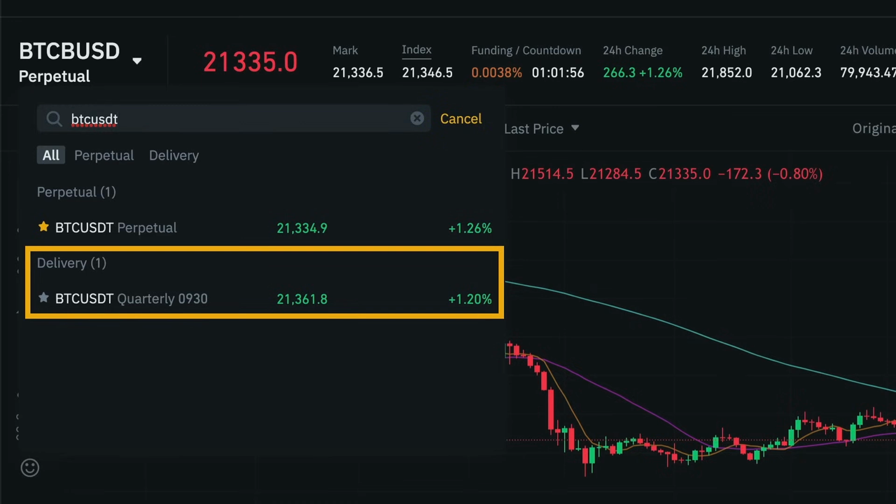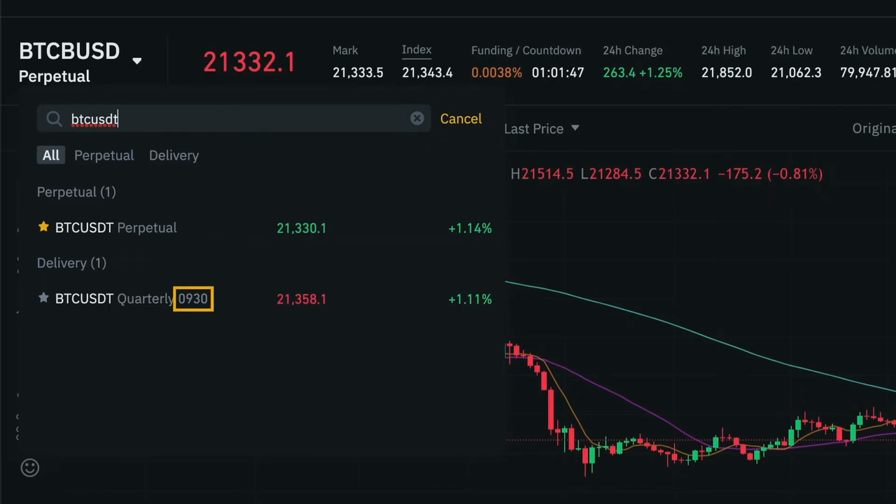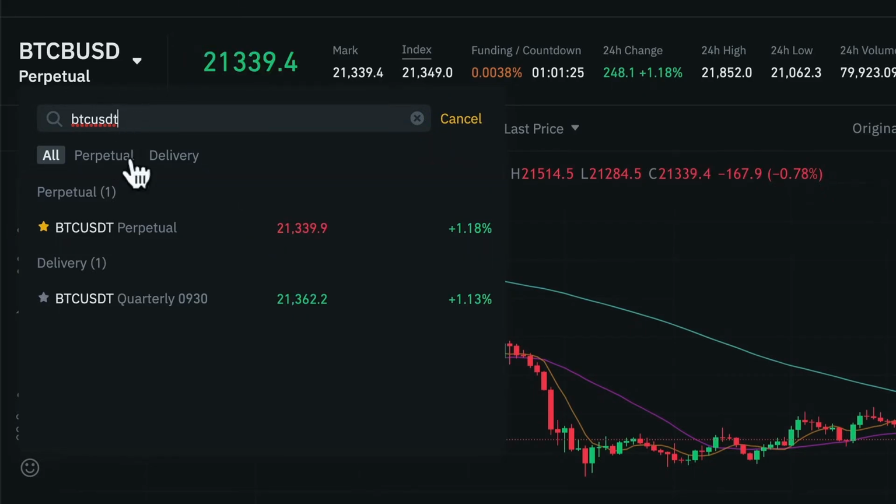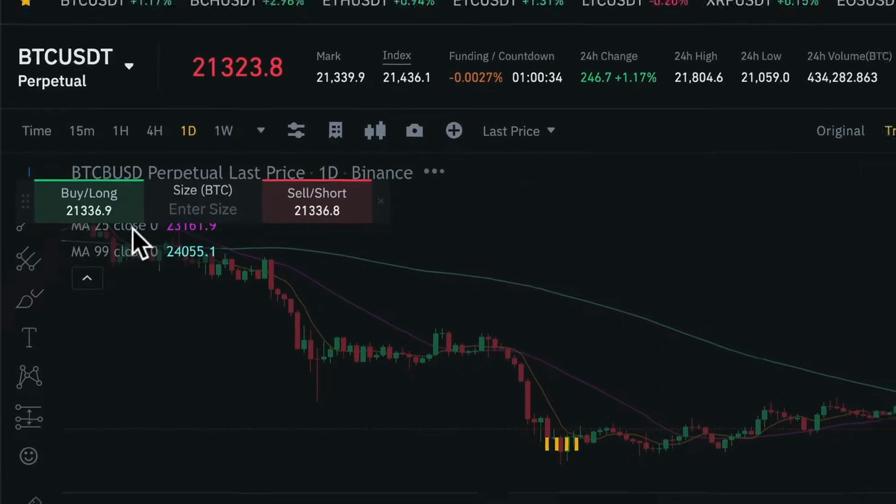The quarterly futures are the ones that have a delivery date or expiry date, which is the date when our position would be automatically closed. So for this one, it would be September 30th. The first two digits here are the month, and the last two digits are the day of when this future will be settled. The perpetual futures, on the other hand, don't have a delivery date, meaning they will never expire and we can stay in our position until we manually close them, and we don't have to worry about our future expiring. So let's go ahead and choose the perpetual future contract for Bitcoin.